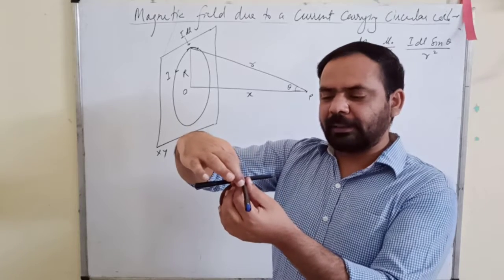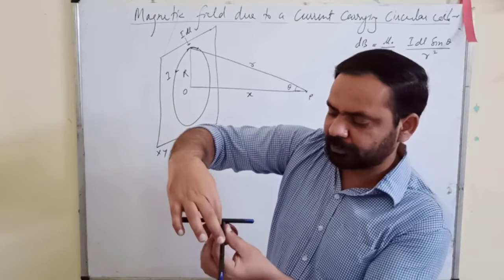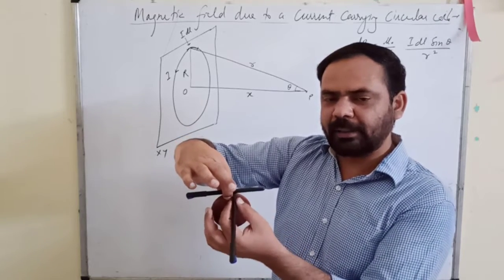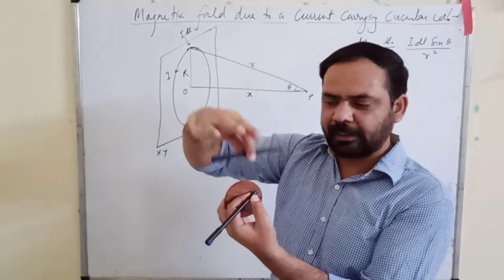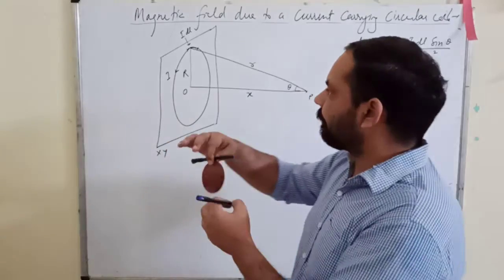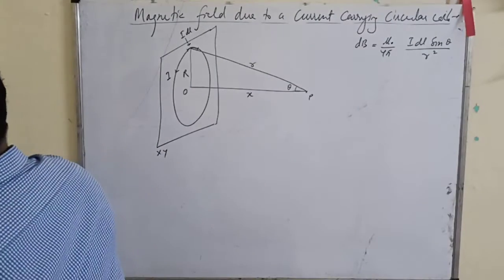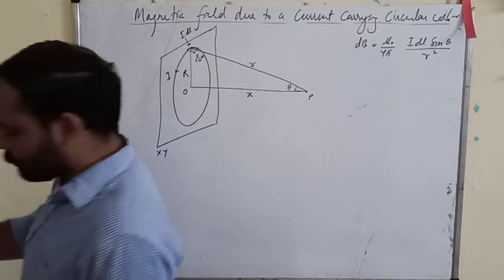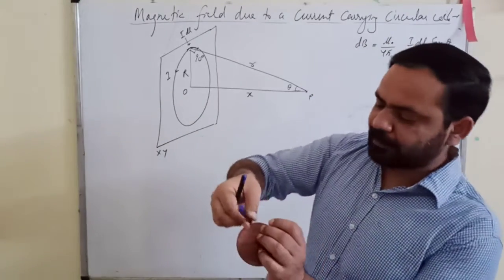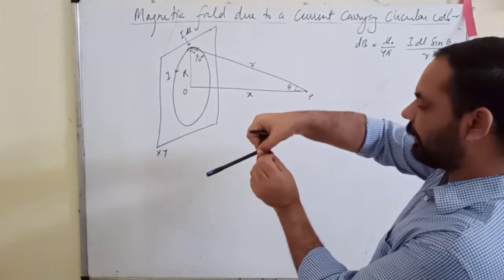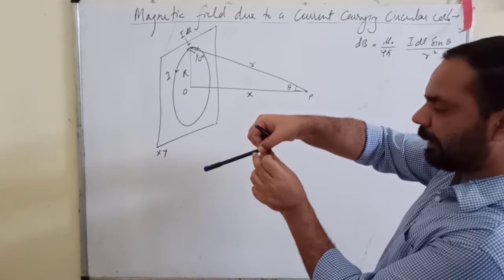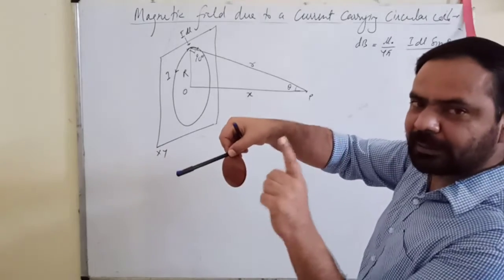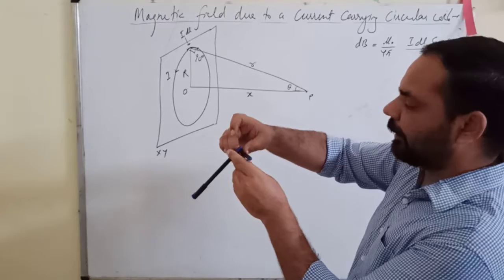If you keep it like this or like this or like this, if I change the direction of this pen, still the angle remains 90 degree between IDL vector and R vector. Generally people confuse that when I say that this angle is 90 here, they think that I'm saying about this angle. But this is not the angle between IDL vector and R vector. This is the angle between the radius of the coil and R vector. We are not considering that. What we are considering is this angle and this angle.